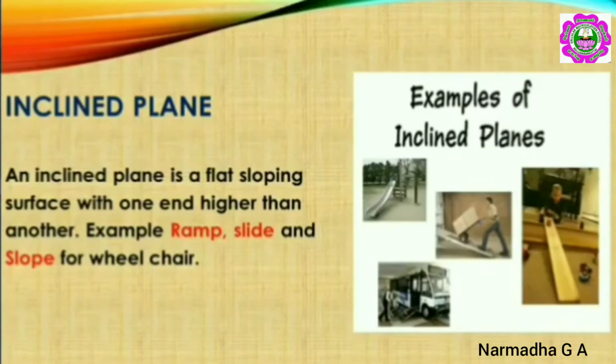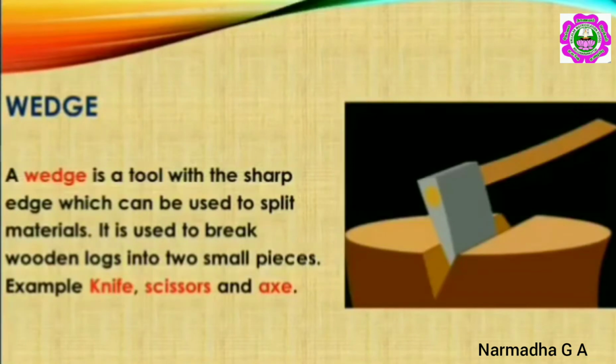Now we are going to see about the next topic, wedge. A wedge is a tool with a sharp edge which can be used to split materials. It is used to break wooden logs into two small pieces. Example, knife, scissors and axe.